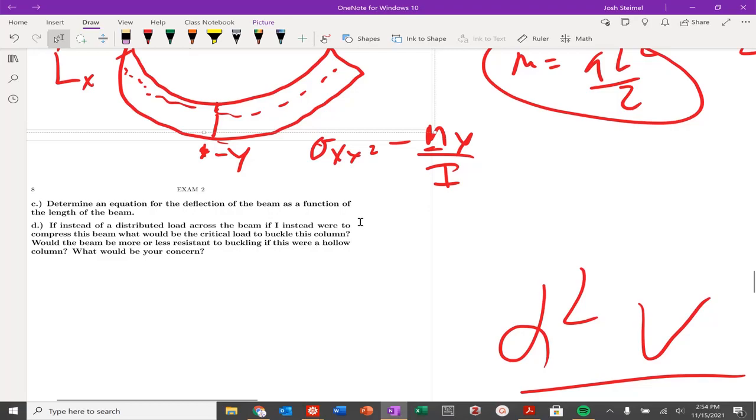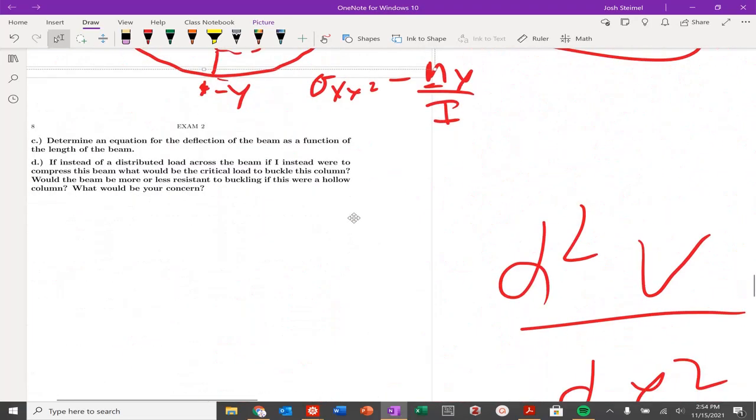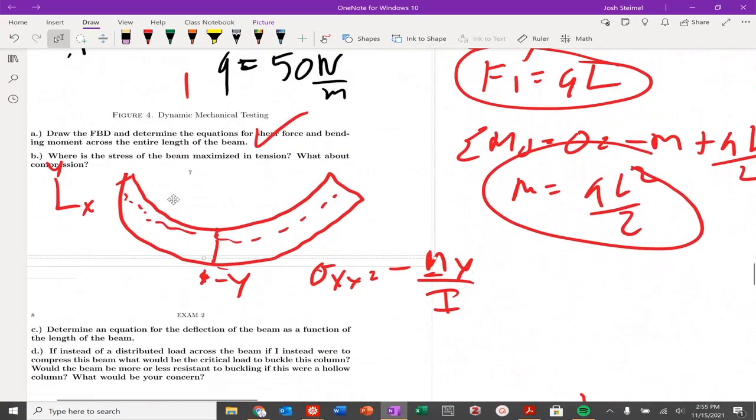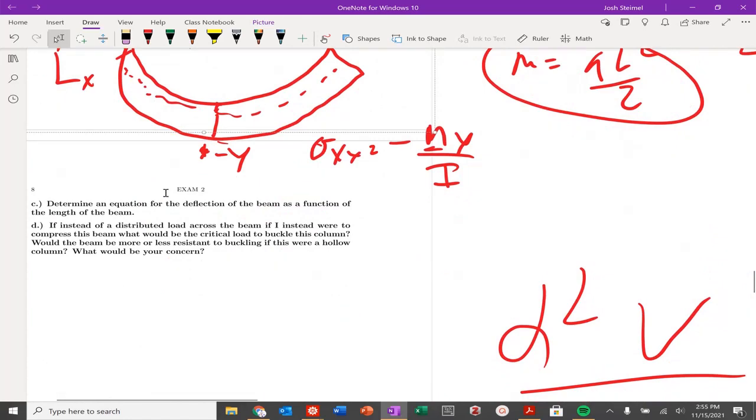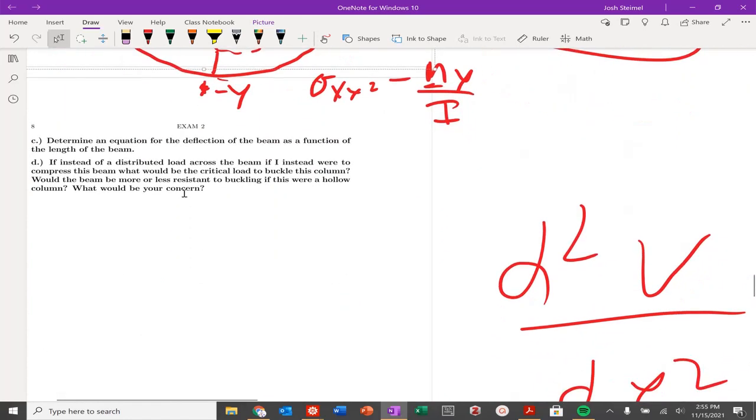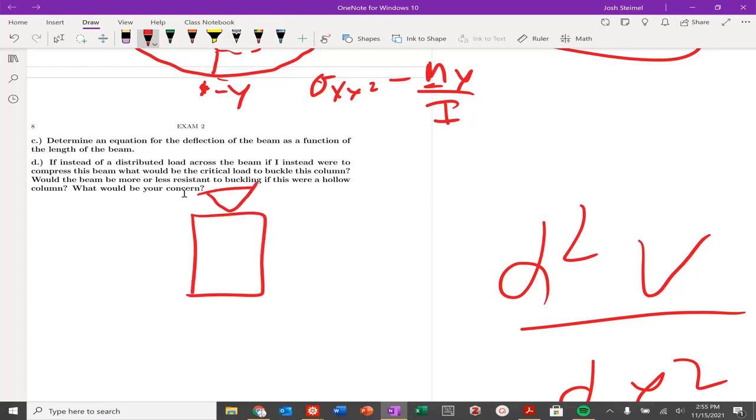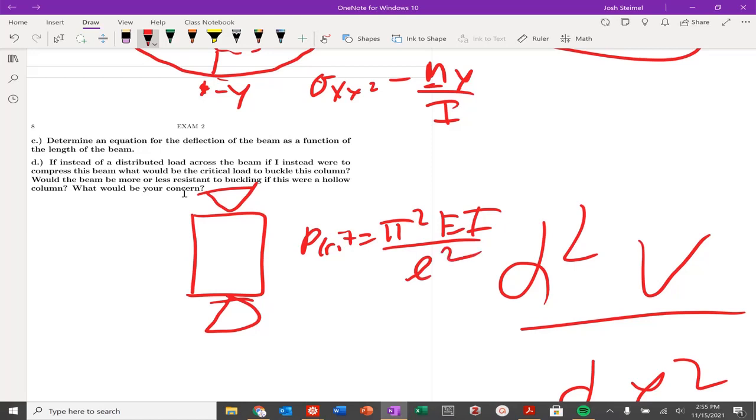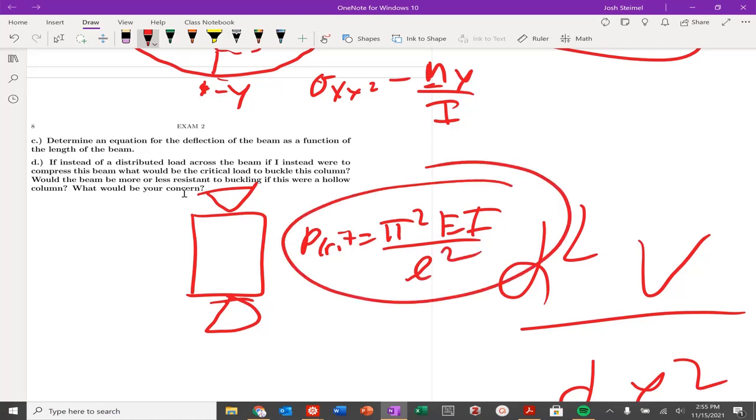So that's pretty much it now in these problems. So we've got where the stress is maximized, and the equation for the deflection of the beam, we've got that. If instead of a distributed load across the beam, I were to compress this beam, what would be the critical load to buckle the column? Well, if we had a column and we were buckling it, we just use our P critical equation. So P crit is equal to pi squared E I over L squared. So depending on these parameters, we would calculate that.